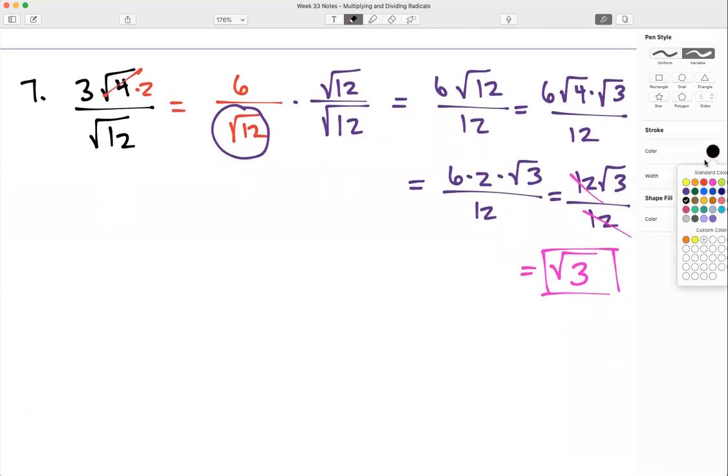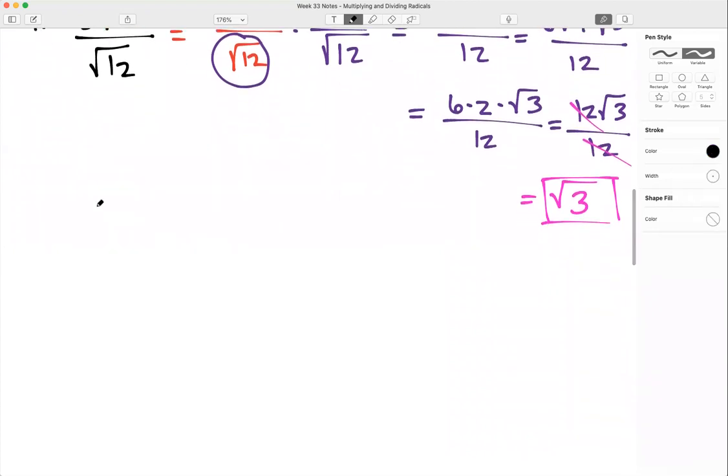All right, one more here. Number 8. We have 3 times the square root of 5 over the square root of 3. Try this one on your own, please.